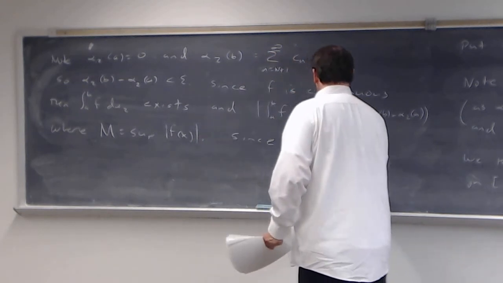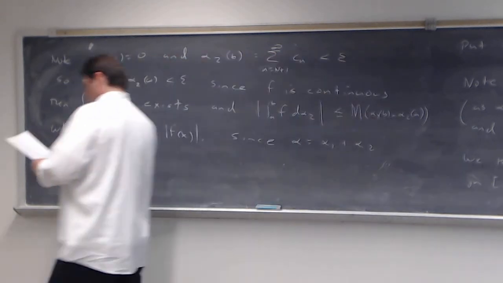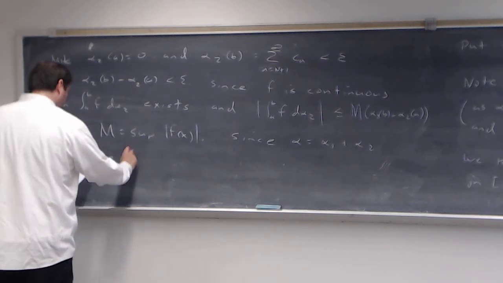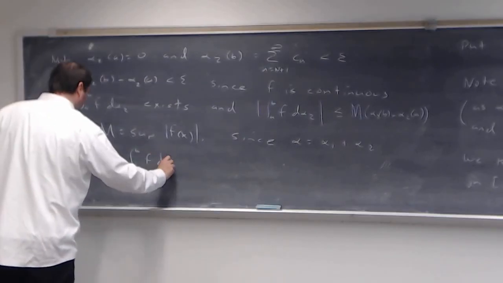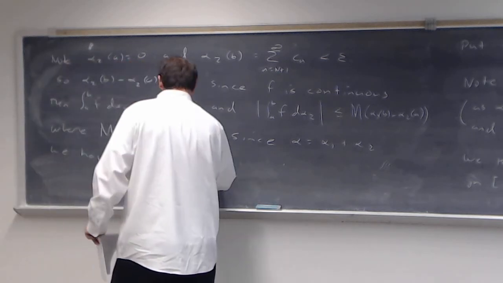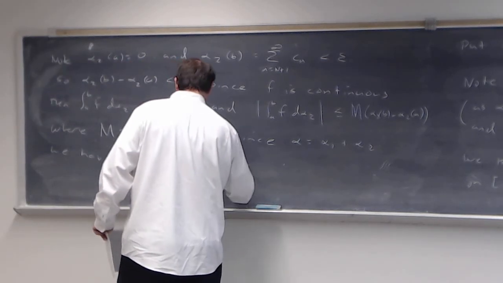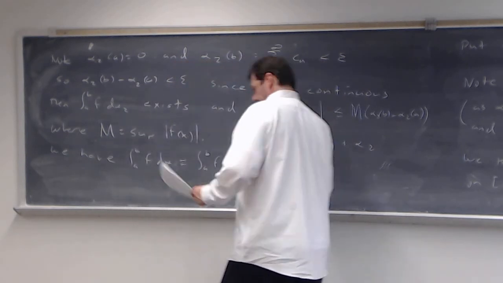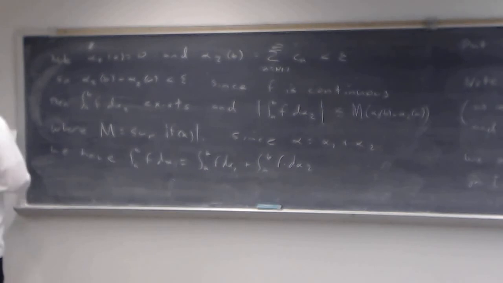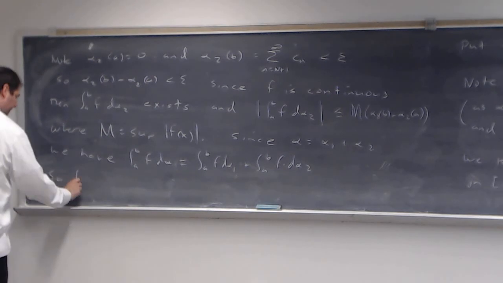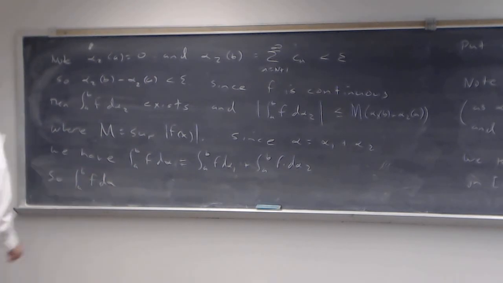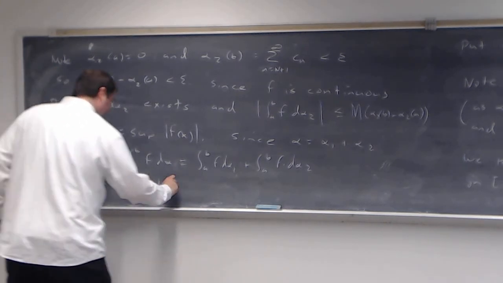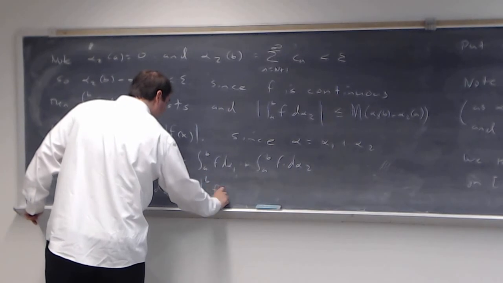Now, since alpha is really equal to alpha sub 1 plus alpha sub 2, we have that the integral from A to B of f d alpha is really equal to the integral from A to B of f d alpha sub 1 plus the integral from A to B of f d alpha sub 2. So, we have the integral from A to B of f d alpha minus the integral from A to B of f d alpha sub 1. That's going to be equal to the integral from A to B of f d alpha sub 2.